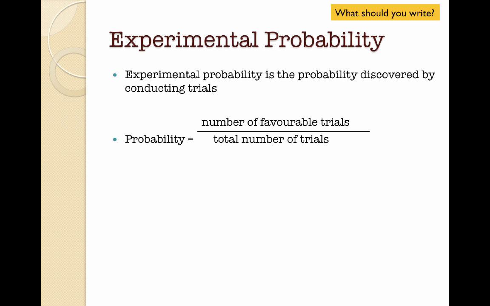So what should you write? Well, you don't have to write all those examples. You're going to have plenty of opportunities to have some in your book. A heading of experimental probability is good, as well as what it is. And then having that little formula there, that probability is a fraction, which is the number of favorable trials over the total number of trials.